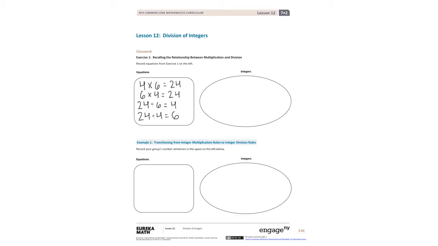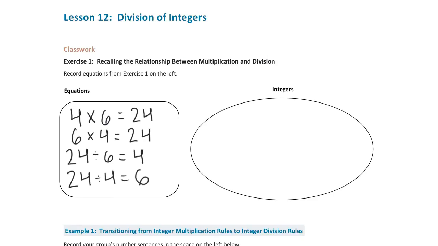Now, we are going to do a very similar thing to what we did in the equation square and put it in the integer circle. Remember, integers can be positive or negative numbers. In our integer circle, we're going to use negative numbers to solve our equations using the similar numbers of 4 times 6 equals 24. So let's do 6 times 4 equals negative 24.